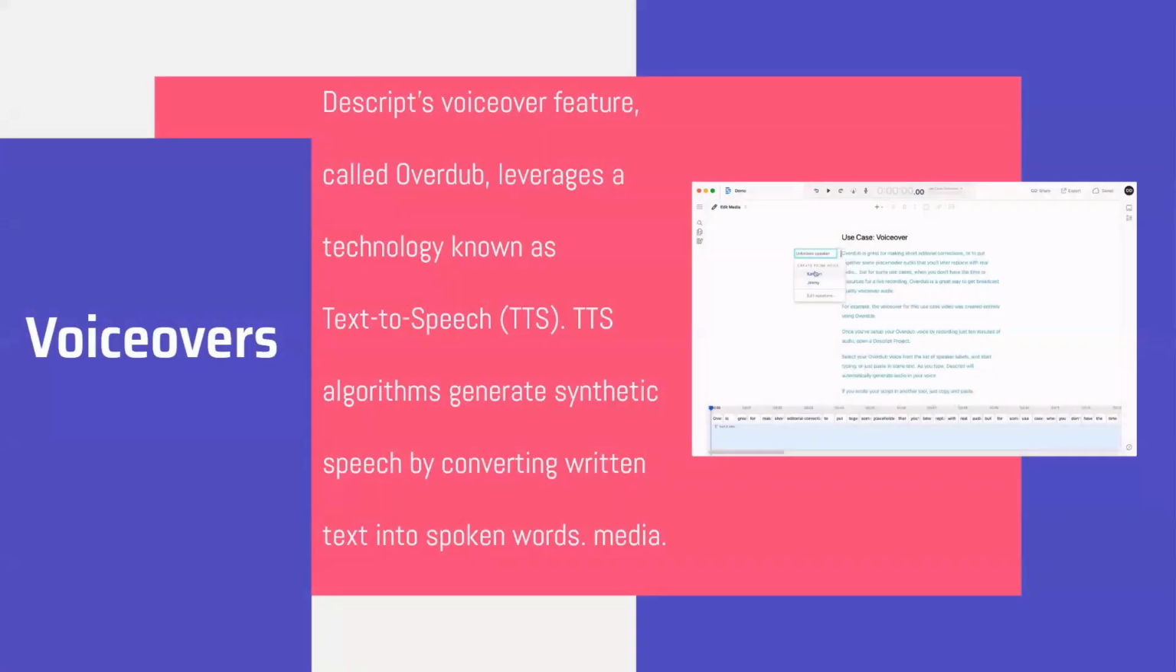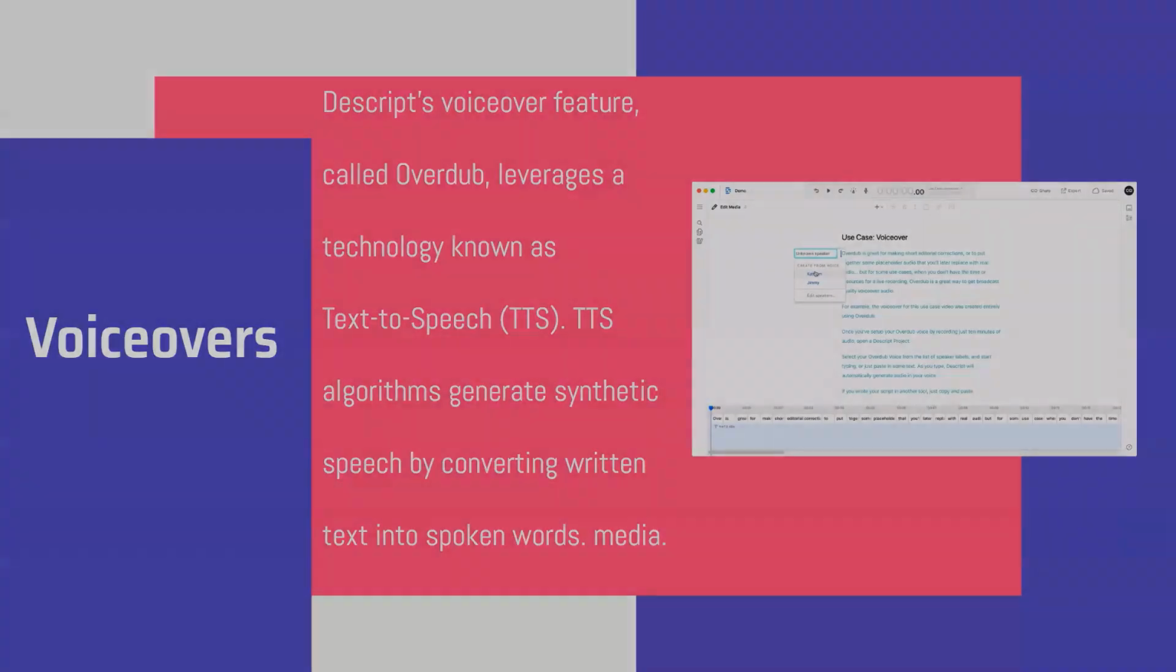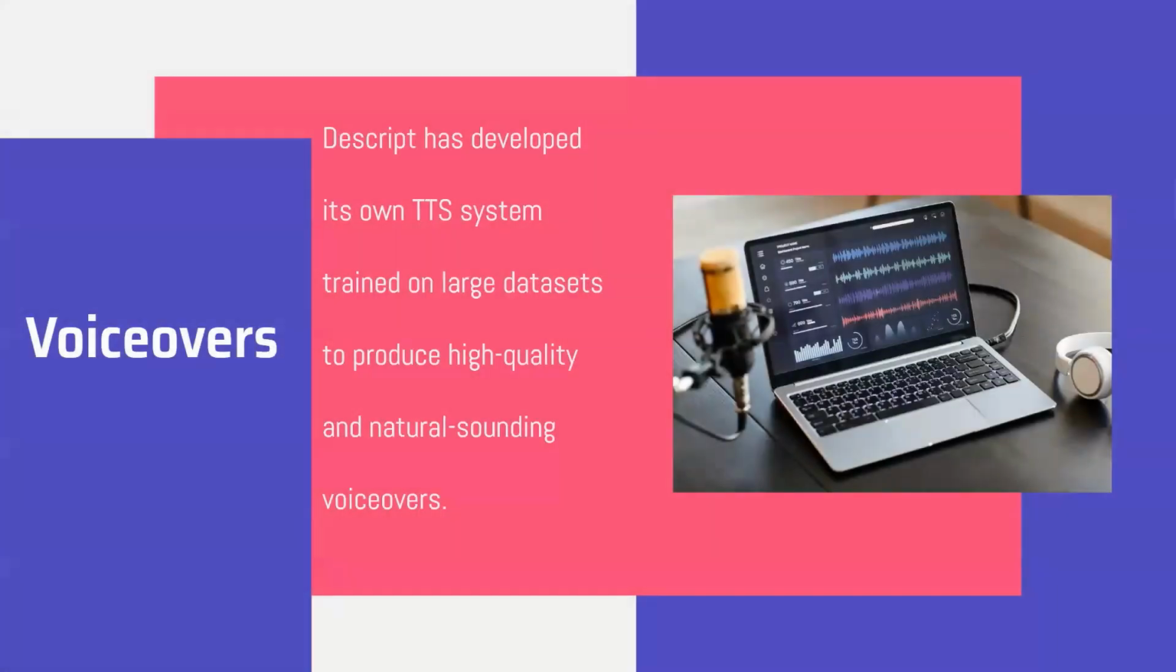Let's talk about voiceovers. Descript's voiceover feature, also known as overdub, leverages a technology known as text-to-speech, or TTS. A TTS algorithm generates synthetic speech by converting written text into spoken words. Descript has created its own TTS system that's trained on big data sets to produce high quality and natural sounding voiceovers. So you won't have a section in the middle of your video that sounds like it was spoken by a robot. It'll sound like you were saying it.